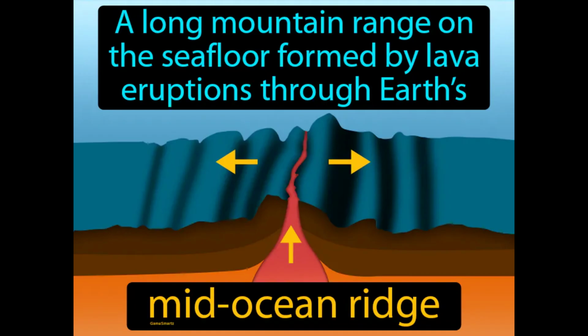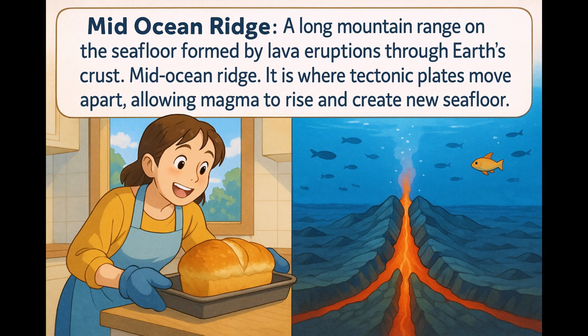A long mountain range on the seafloor formed by lava eruptions through Earth's crust, mid-ocean ridge. It is where tectonic plates move apart, allowing magma to rise and create new seafloor. Imagine you're trying to bake a loaf of bread, and as it rises, the dough splits in the middle, revealing a stretch of raw dough as it expands.